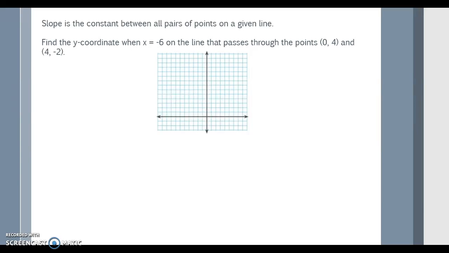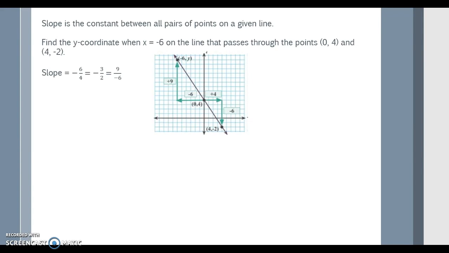Slope is the constant between all pairs of points on a given line. Find the y-coordinate when x is equal to -6 on the line that passes through the points (0, 4) and (4, -2). So I can plot my points (0, 4) and (4, -2). I can see that the slope means we're falling from one point to the next: negative down 6 to the right 4, which is equivalent to -3/2, or also equivalent to up 9 to the left 6, as we can see with our triangles.